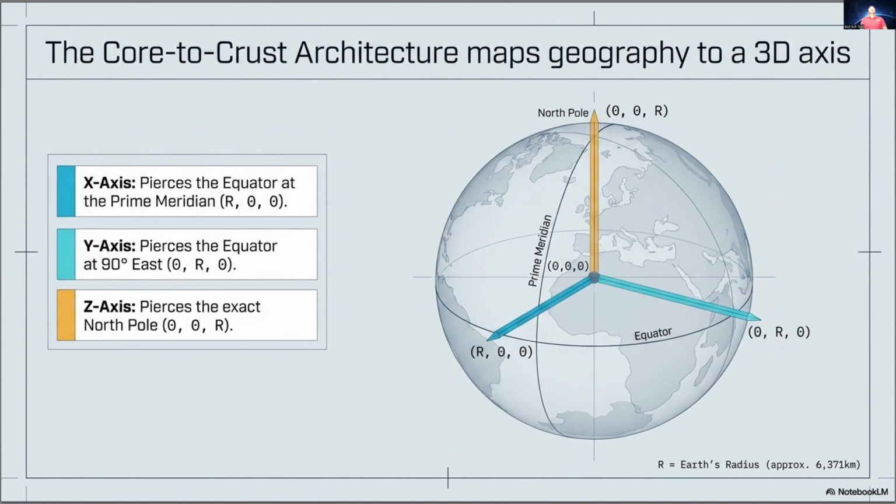Okay, so the goal, the core trust architecture map, geography toward 3D axes. The X-axis pierces the equator at the prime meridian (R, 0, 0). The Y-axis pierces the equator at 90 east (0, R, 0). The Z-axis pierces the existing North Pole (0, 0, R). Okay, let me see.